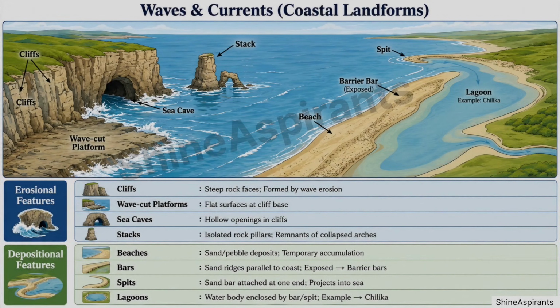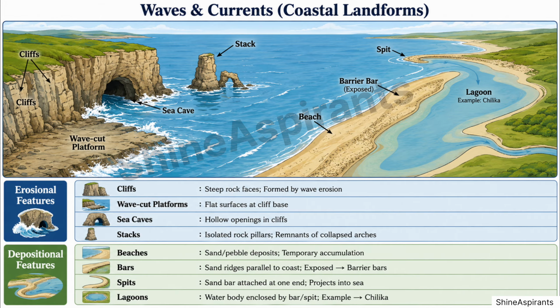D. Waves and currents, coastal landforms. Erosional features. Cliffs: steep rock faces, formed by wave erosion. Wave-cut platforms: flat surfaces at cliff base. Sea caves: hollow openings in cliffs. Stacks: isolated rock pillars, remnants of collapsed arches.